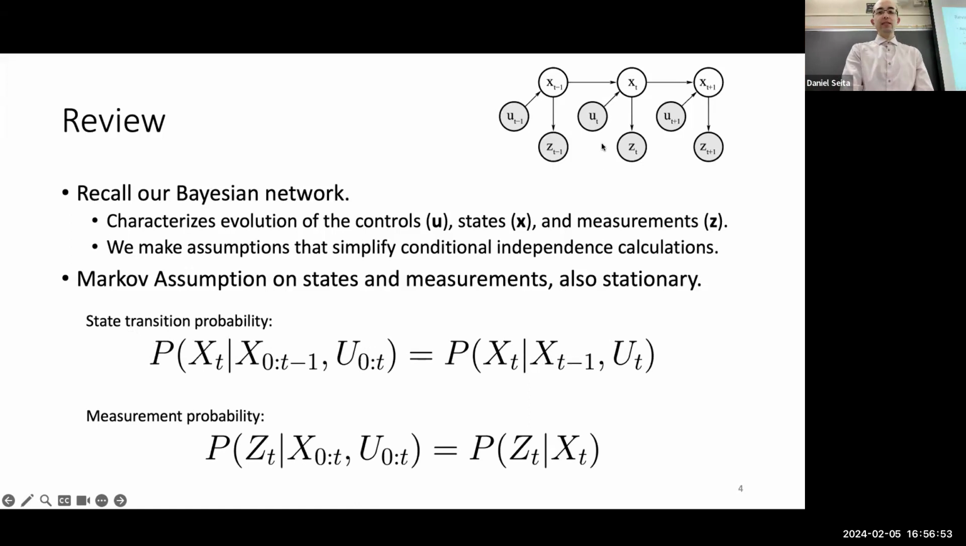Another way to think about this is if you look at xt, what are its parents in the Bayes net? Only xt minus 1 and ut are pointing to it. Same thing with the measurement probability.